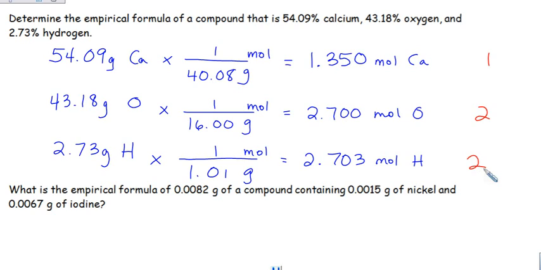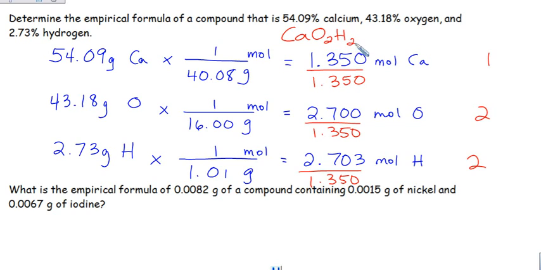Now, if I wasn't sure, or if the moles came out to be kind of funky, then I would go through and divide each by the smallest. And then I know I get a 1, and it just so happens that these are pretty manageable numbers. 1.350. Now, this is kind of interesting. The way that you might want to write this formula, CaO2H2. However, the way that you'll see this on the answer key, calcium hydroxide.